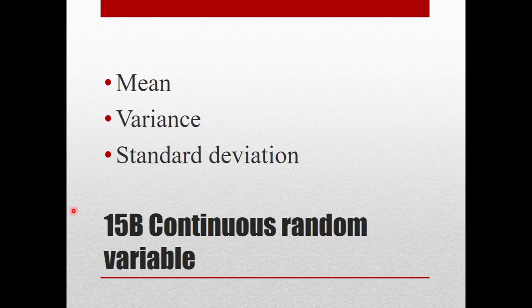Alright, welcome back. We are continuing with chapter 15 on the continuous random variable, and in 15b what we're going to look at is mostly the measure of the center. I kind of had to split it in two parts, which is covered in 15b and 15c. But today in this session we'll look at the mean, the variance, and the standard deviation.